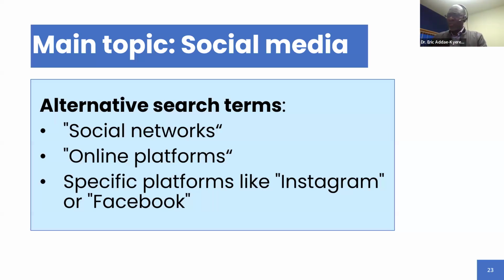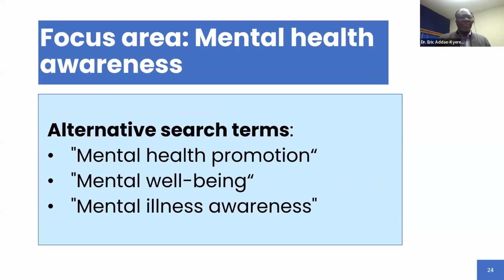That's what you'll be writing down. In order to do this assignment, I've been asked to think about social media, so what are some of the phrases I can think about? These are examples of phrases you may want to consider for your phrase search. What about mental health? Under mental health, some topics may be mental health awareness. These are some alternative search terms you may want to consider: mental health promotion, mental well-being, mental illness awareness. These are just phrases to help you think about the focus area you're talking about.